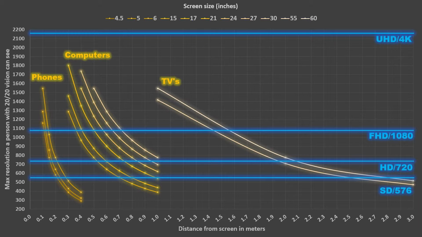So for example, if you're watching this on your smartphone and it's a 5-inch smartphone and you're holding that smartphone, let's say 20 centimeters away from your eyes, which is relatively close but reasonable, then you go to the 20 centimeter on the x-axis, you track it up to where it intersects the 5-inch screen size line and you track that across, and that tells you that you should be able to see about 650 pixels, which is less than HD.